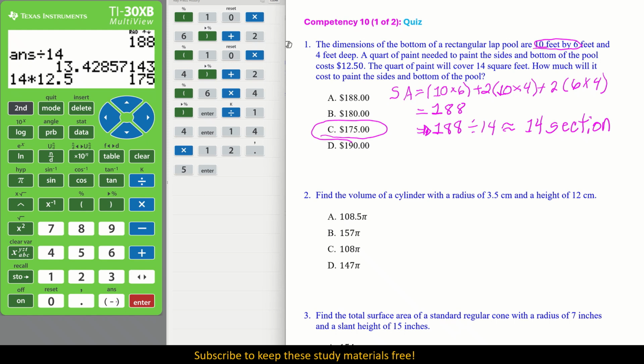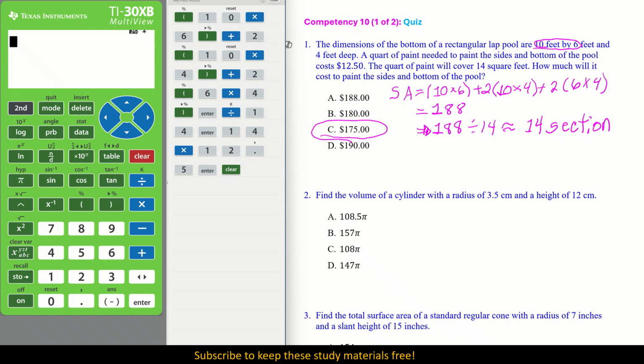Now let's look at number 2. Find the volume of a cylinder whose radius is 3.5 centimeters and height is 12. So I'm going to clear out what we have. And remember, for a cylinder's volume, the base is a circle, so that is pi r squared. Remember we're doing volume: it's the area of the base times the height. So I put in 3.5, square it, and then times that height of 12.